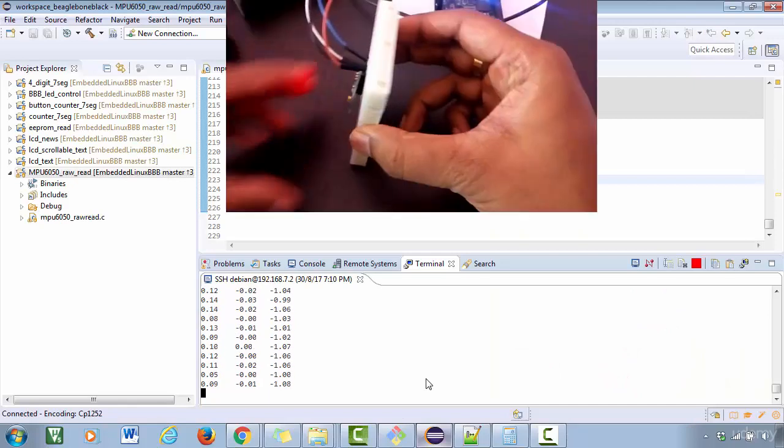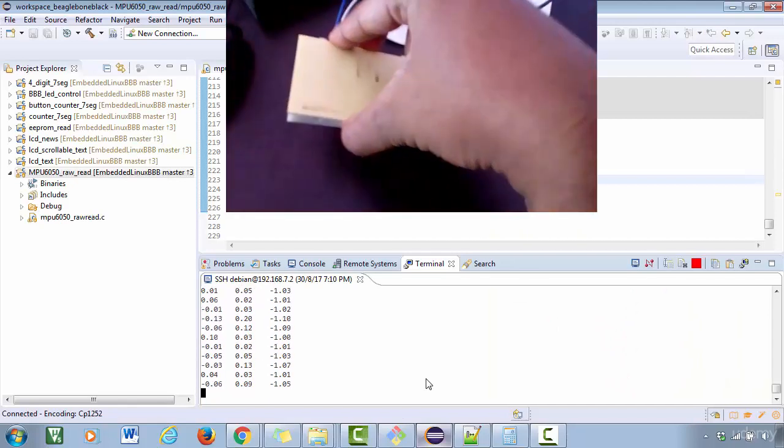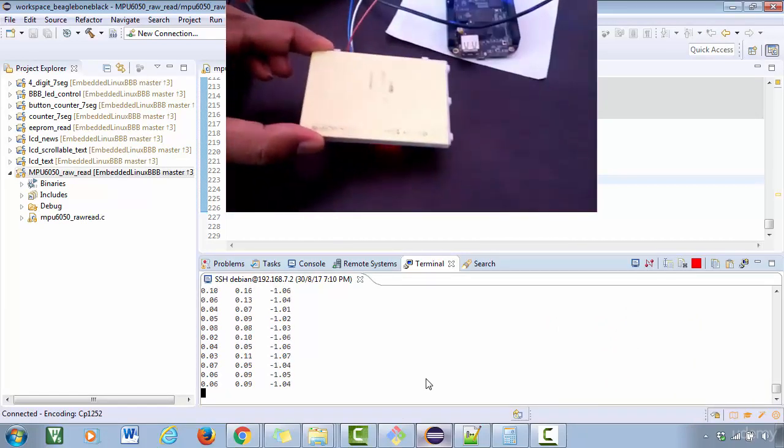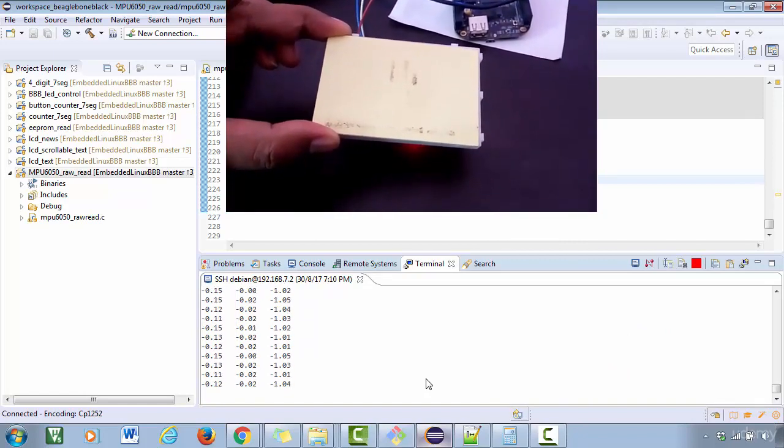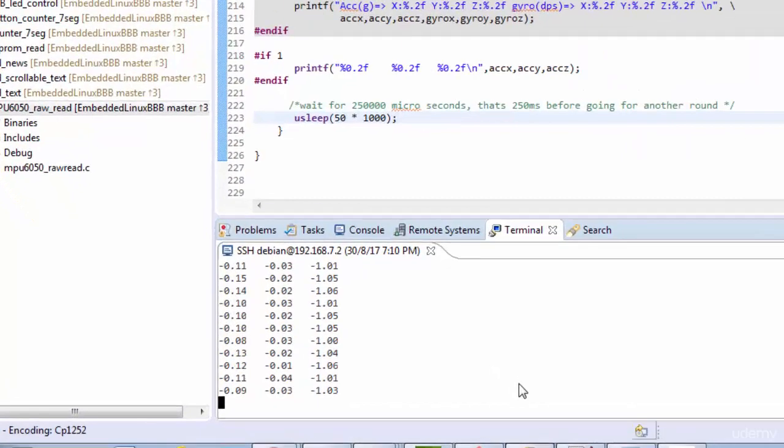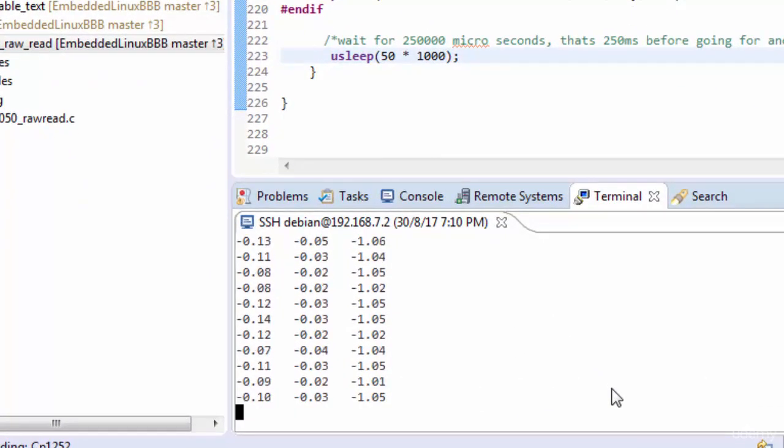Now let's see what happens when I keep my sensor upside down. I have kept my sensor upside down, and here you can see that x, y and z are all showing negative values. Observe the z-axis. The z-axis is actually showing -1g, so that indicates that the sensor is upside down.